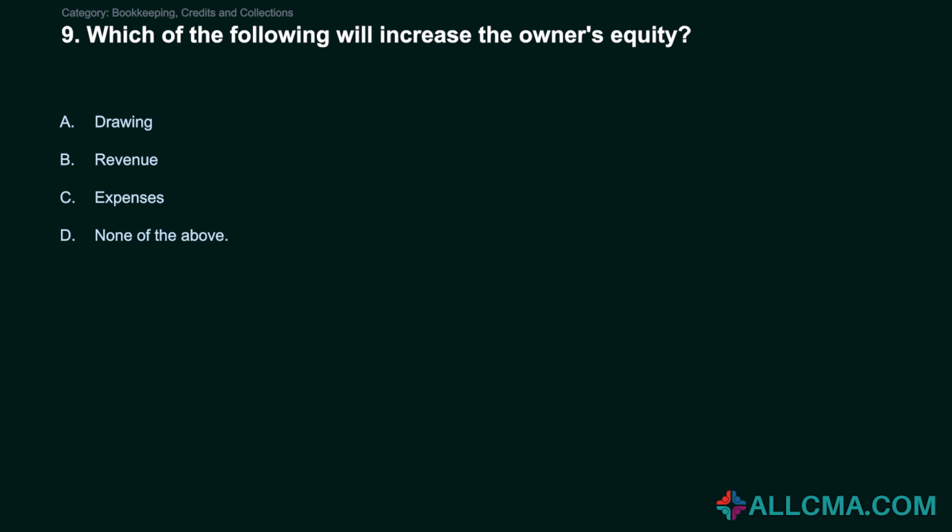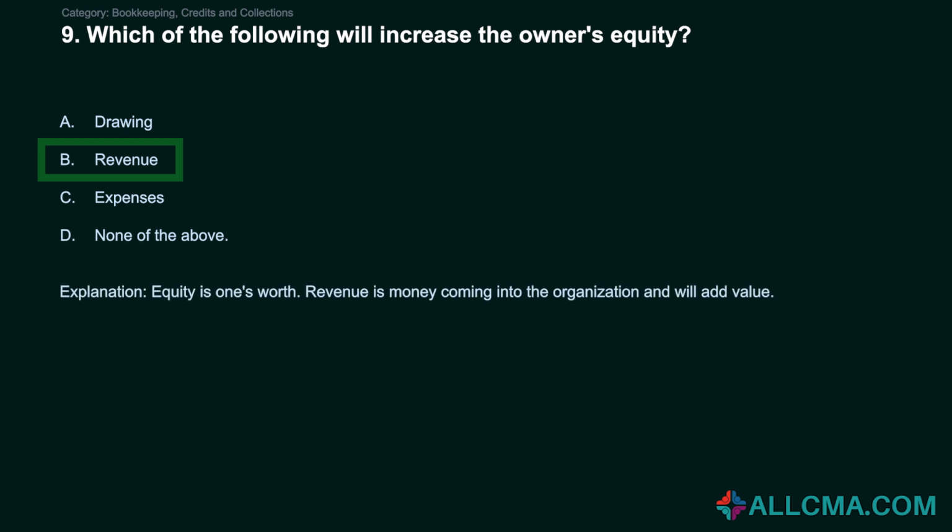9. Which of the following will increase the owner's equity? A. Drawing. B. Revenue. C. Expenses. D. None of the above. Correct answer, B. Revenue. Equity is one's worth. Revenue is money coming into the organization and will add value.